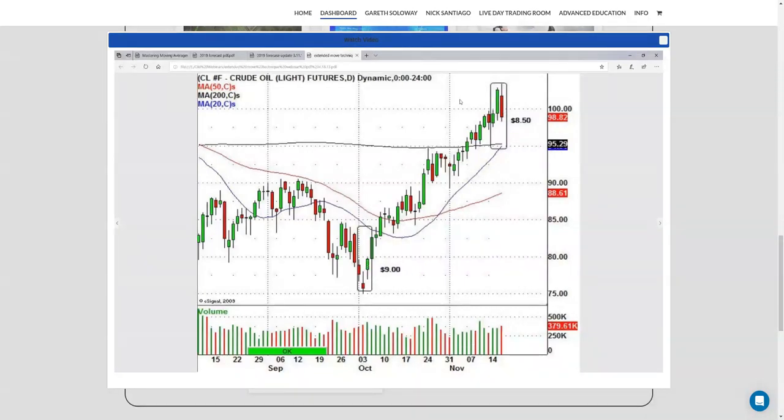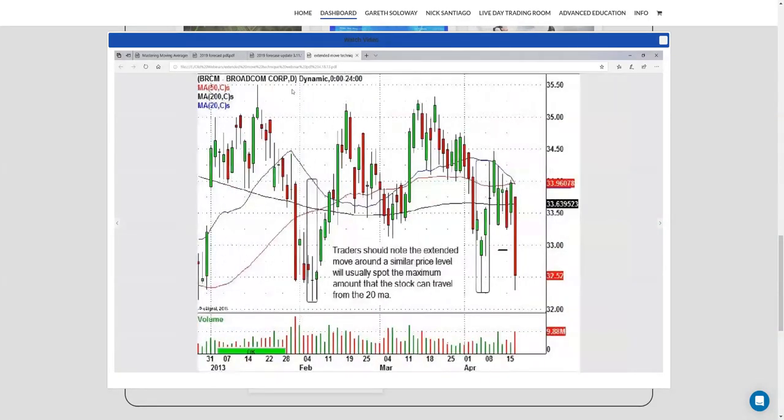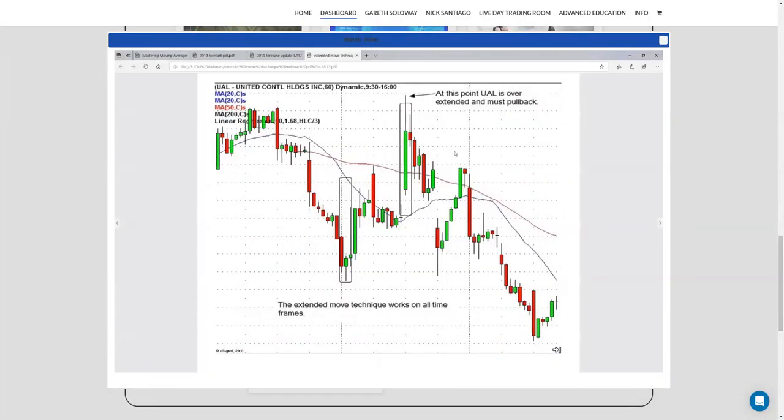So it was pretty funny. But the original presentation, I did it live. We were doing crude, and I copied the slide the next day. But I said, look at that. Max extension. We're not going to go much further. Crude will pull back. Here's a daily chart of Broadcom. Max extension right there. Exactly the same thing again. Here we have a chart of United Airlines. Max extension, pierced it a little bit, and has to pull back.